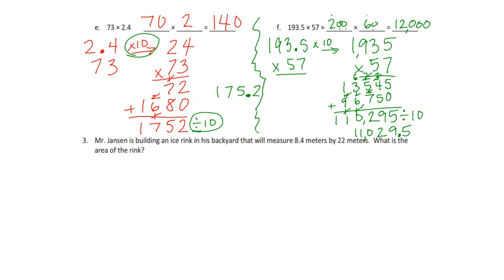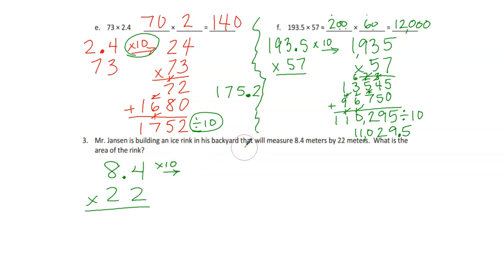Mr. Jansen is building an ice rink for his backyard that will measure 8 and 4/10 meters by 22 meters. What will the area of the rink be? All right. So we know that it's going to be 8 and 4/10 meters by 22 meters. We hear that by, we know we have to multiply. So let's get rid of that decimal by multiplying by 10. Since it's in the tenths place, the number goes out to the tenths place.